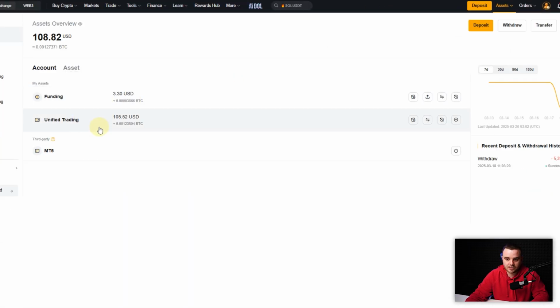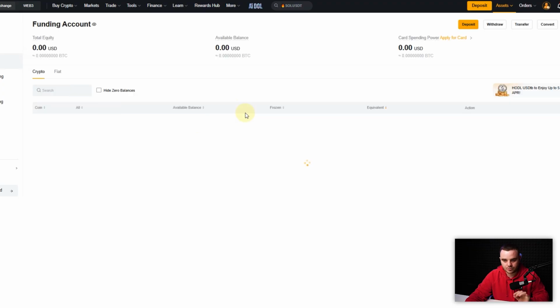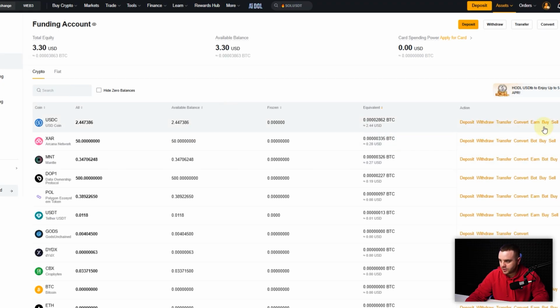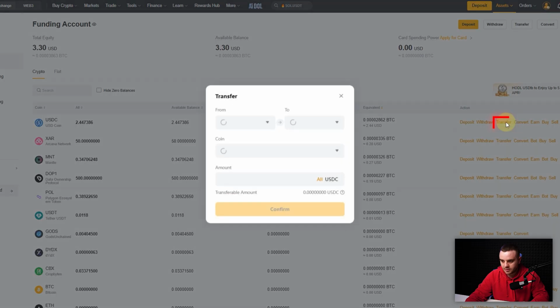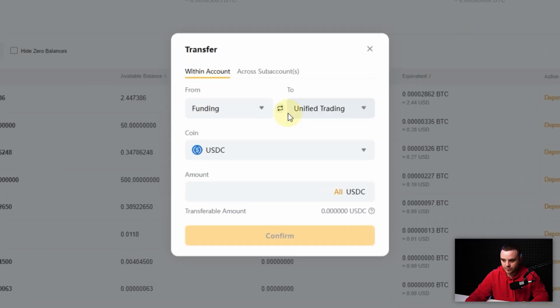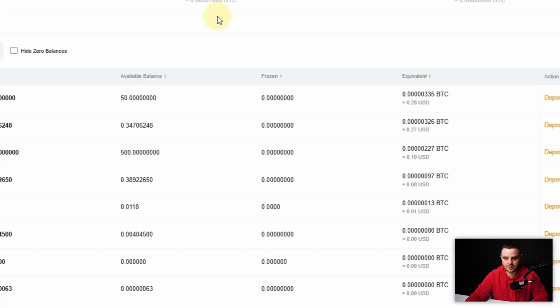And pay attention where is your USDT, because your USDT must be on unified trading account. If you have it on the funding, what you do, you simply use your coins, you can transfer it from funding to unified trading account. You press and confirm. And good, you have your money on your unified trading account.